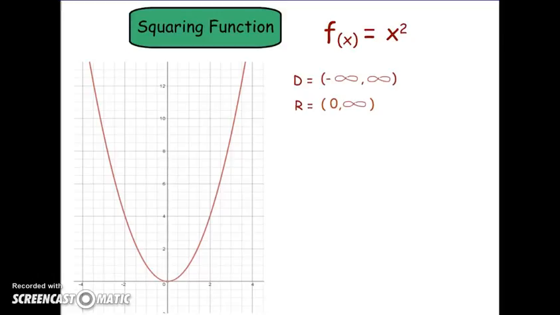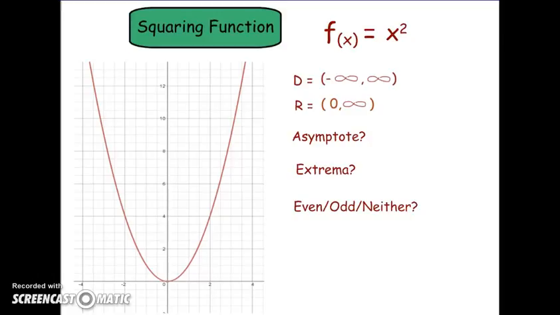Does the squaring function have an asymptote? No, it does not. Does it have any extrema? Yes, it has a minimum value right at the origin, minimum. And is the squaring function even, odd, or neither? You tell me what you think. Well, we can see from the graph that the answer is yes, but just for practice, the answer is it is even.